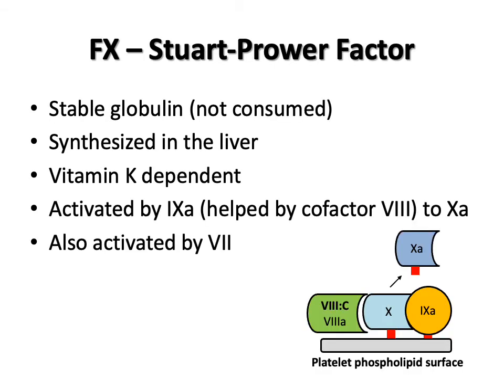Factor X is also known as Stewart-Prower factor. This factor is another stable globular protein synthesized by the liver that is vitamin K dependent. In the intrinsic pathway, it is activated by factor IXa along with cofactor VIIIa. In the extrinsic pathway, it is activated by factor VIIa and ionized calcium.